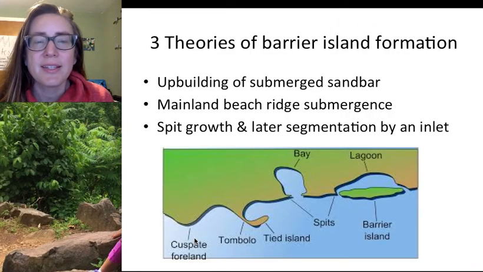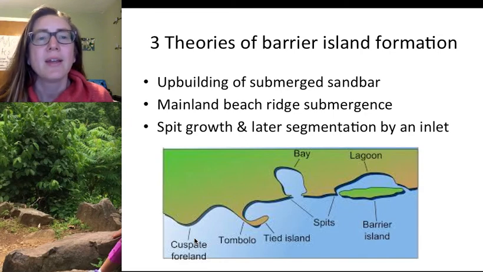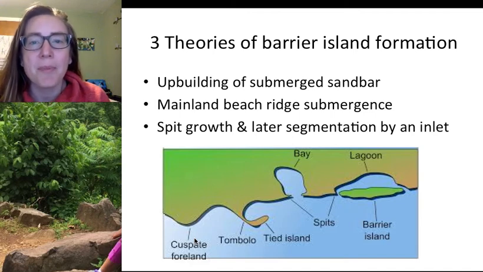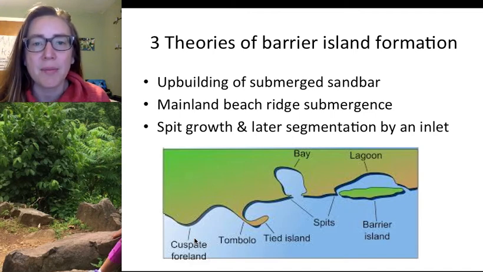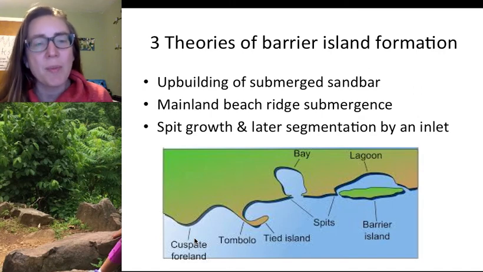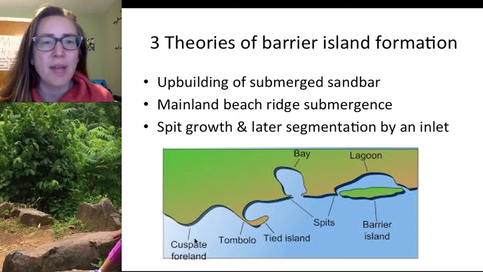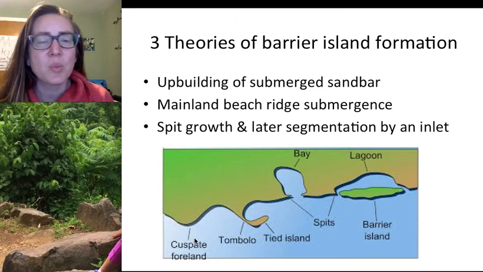So, the three theories then that scientists have on how these barrier islands are going to form. The first one is going to be from upbuilding of submerged sandbars. You may have gone to, let's say, a Jersey or Delaware beach, and what you will notice from time to time are those sandbars that form out in the ocean. So, you might swim out a little bit and it's a deep area, but then it gets shallower as you continue to go further out into the ocean. So what you're standing on is a sandbar. So that's one of the theories.